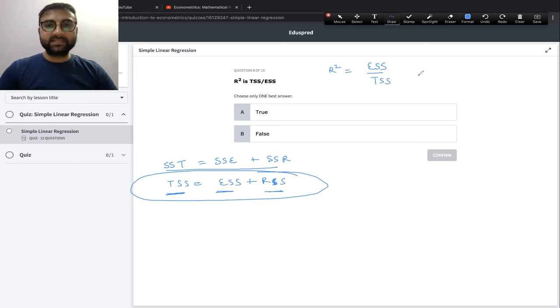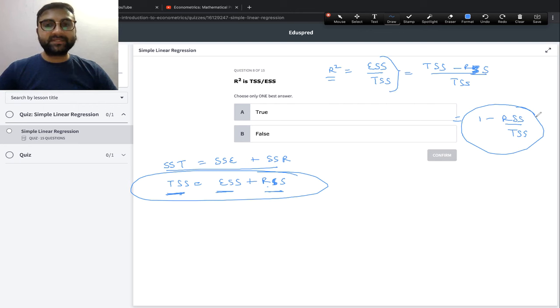So this is one of the formulas. Another formula could be that instead of ESS you put TSS minus RSS. So if I replace ESS with TSS minus RSS, then you get one more formula. So this is equal to 1 minus RSS over TSS. So this is one more formula that we have. So R square is equal to ESS divided by TSS, or it can also be written as 1 minus RSS divided by TSS. So the statement that's given over here, that R square is TSS over ESS, this is false. So I'm going to mark false over here.